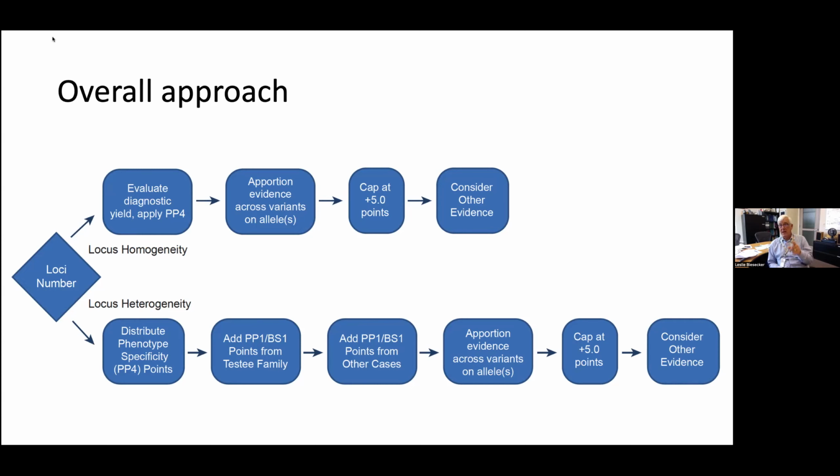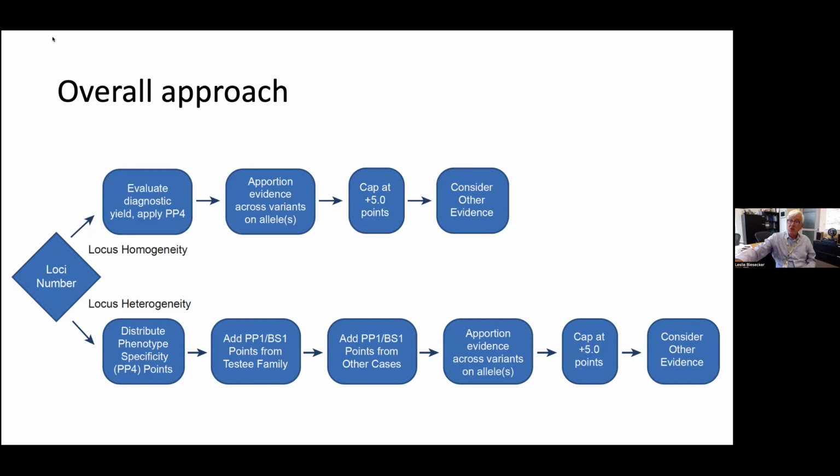Now, if you have locus heterogeneity, that is, there's more than one gene that could be an explanation for your patient's phenotype, you also think about the PP4 criterion, which is interesting, right? This is a difference from how we implemented PP4 in Richards et al., which was supposed to only apply when there was one gene, but it actually can work if there's more than one gene, and I'll show you how in a little bit. So you can get some evidence for that.